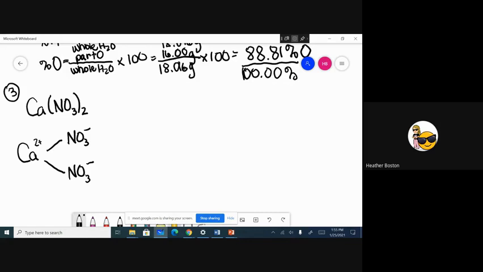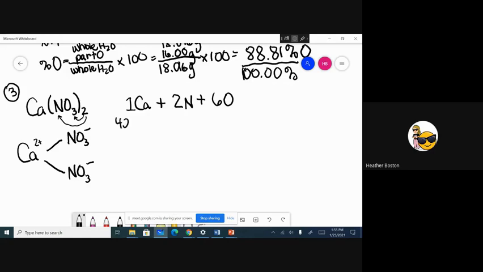So in this compound, you have 1 calcium and you have 2 nitrogens. And let's be careful, because this 2 belongs to nitrogen and also oxygen, but don't make the mistake of thinking it's 5. It's 3 times 2, or you can count them up here. It's 3 plus 3 is 6 oxygens, like such.